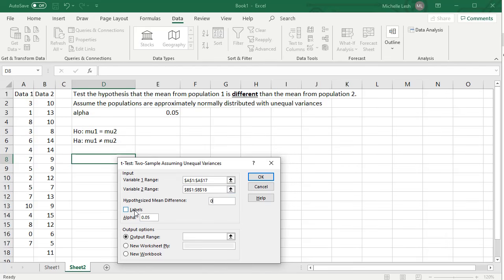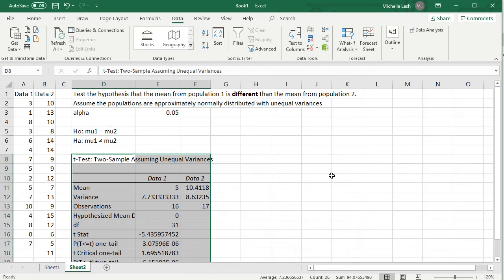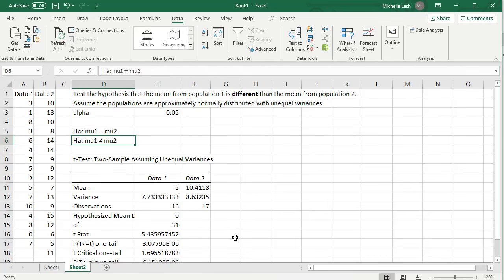For Labels, you should click that, because when you highlight your data you should include the label. You'll notice I started at A1 to A17, and then for variable 2, it goes from B1 to B18. For Output range, put your cursor in there, click that, then click on a cell, so it's going to put all the output there. Press OK.